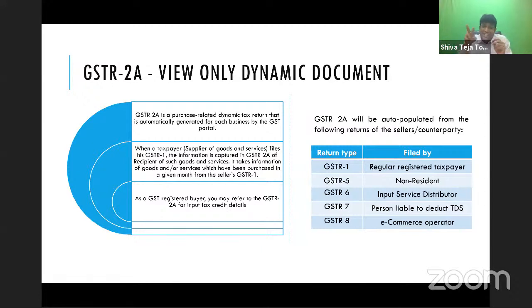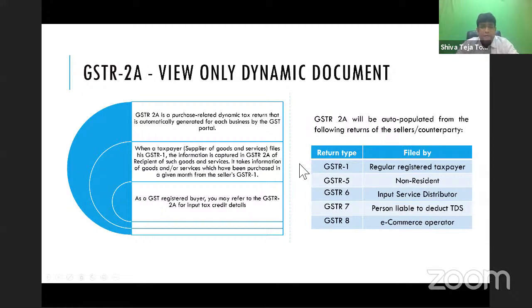2B is a static statement. Static because it's fixed. It won't change. See that? GSTR-2A is a purchase-related dynamic tax return that is automatically generated for each business by the GST portal.